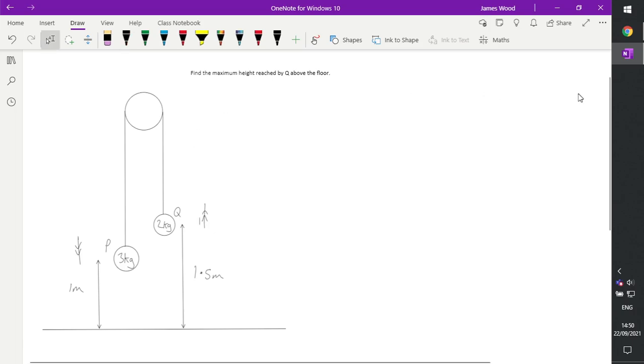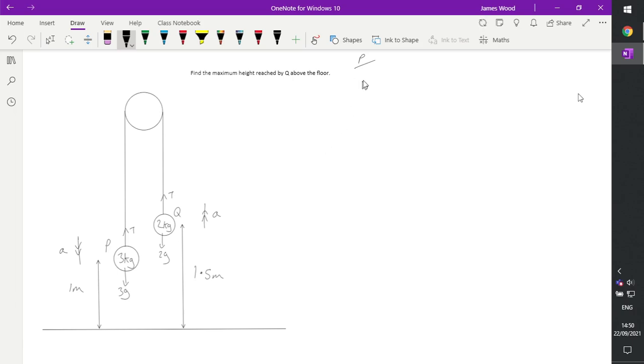So let's think about what information we need to calculate here. The first thing we're probably going to need is the acceleration. So let's find that in the normal way that we would do that. So for object P, let's draw on the forces. So I've got 3g and T. Do the same for Q.